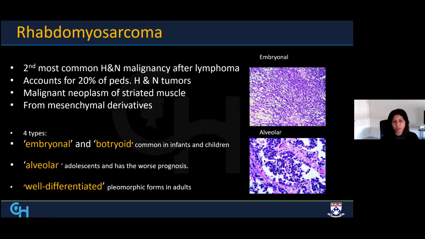Okay. So that was lymphomas, and I'll move on now to the second most common head and neck malignancy after lymphoma, that is rhabdomyosarcoma. This accounts for nearly 20% of all pediatric head and neck tumors. It's a malignant neoplasm of the striated muscle, as the name suggests, but it can arise from any of the structures which are derived from the mesenchyme. And histologically, there are 4 types, of which the embryonal and the botryoid types are more common in infants and children.